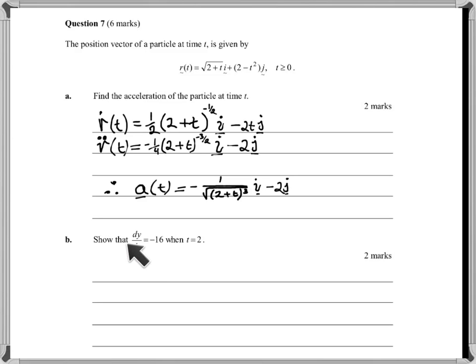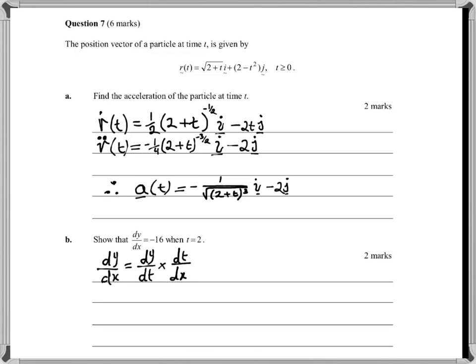Now for part B, we have to show that dy/dx is equal to negative 16 when t is equal to 2. This is like the derivative of a Cartesian equation. However, we've got a position vector with a parameter t. This is in parametric form. So how do we get dy/dx from an equation involving parameter t? We've got to differentiate using the chain rule.